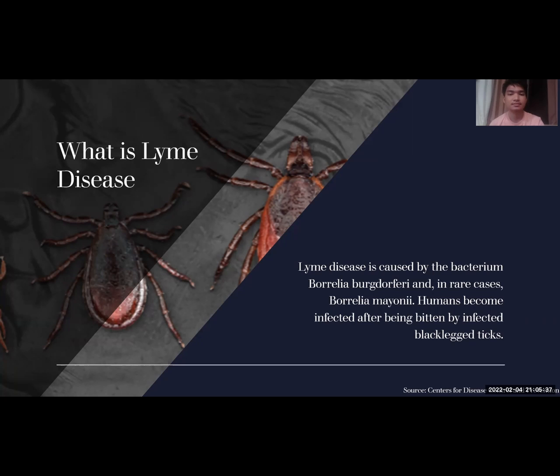What is Lyme disease? Borrelia burgdorferi, and in rare cases Borrelia mayonii, are the bacteria that cause Lyme disease. Infection occurs when humans are bitten by infected blacklegged ticks. Lyme disease symptoms include fever, headache, fatigue, erythema migrans, and a distinctive skin rash. Infection can spread to joints, the heart, and the nervous system if left untreated.